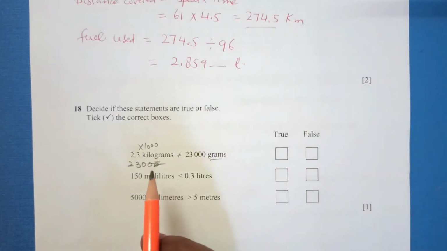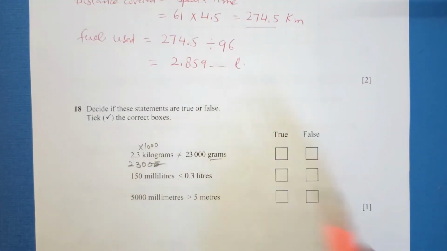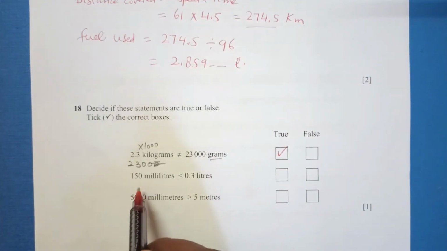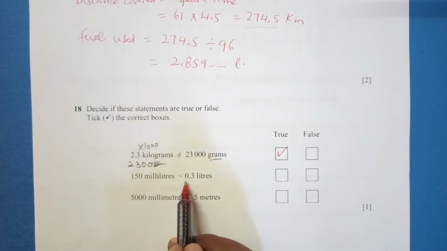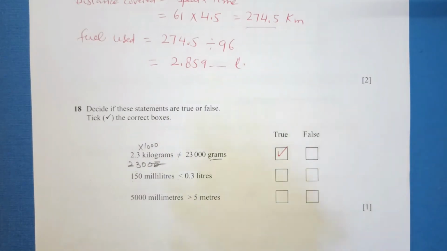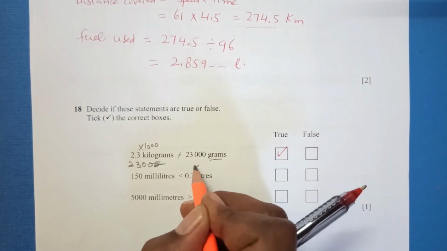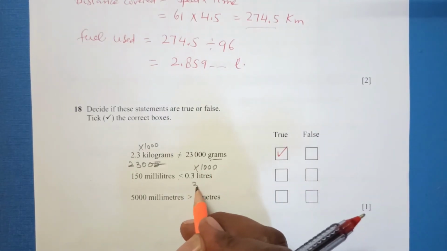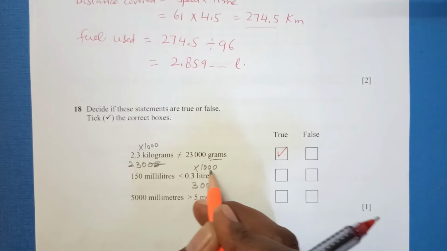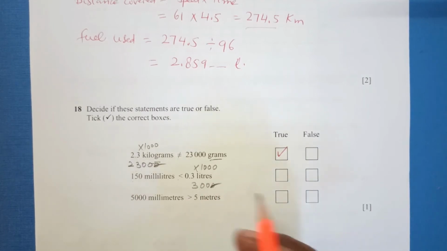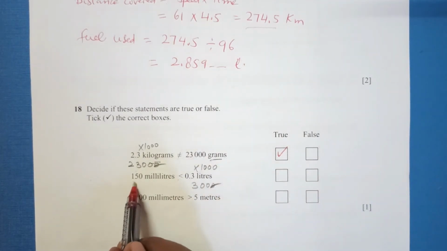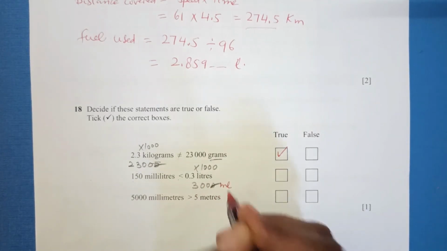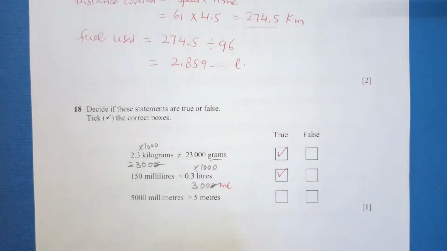So the question says that these are not equal. So that means this is true. They are not equal. Now we have here 150 milliliters and 0.3 liters. Are they equal? Liter to milliliter, so times 1000. 0.3 times 1000 is 300. So 150 ml is less than 300 ml. So that is also true.